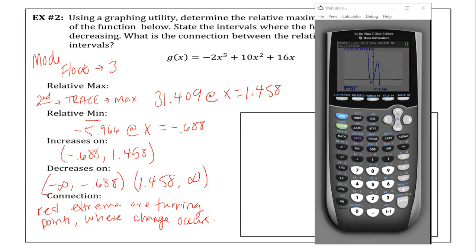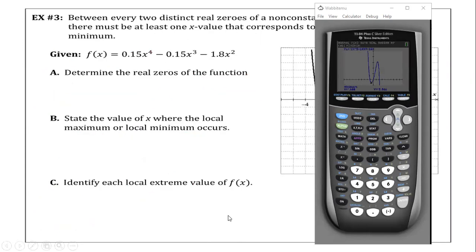The connection, it means like connecting the thoughts of extremas and increasing and decreasing. I didn't draw my graph because my calculator is up here, but if you need a sketch to remember, there it is. All right, here you go.